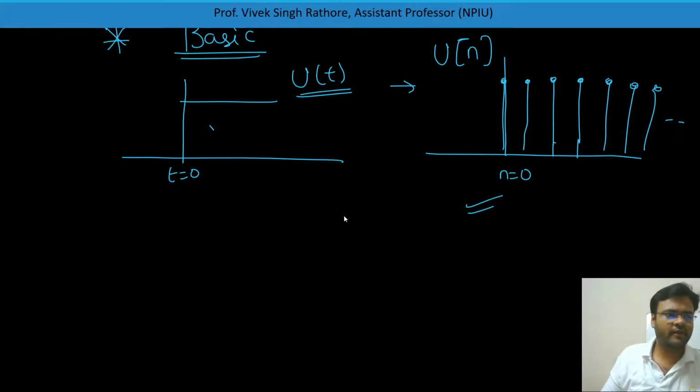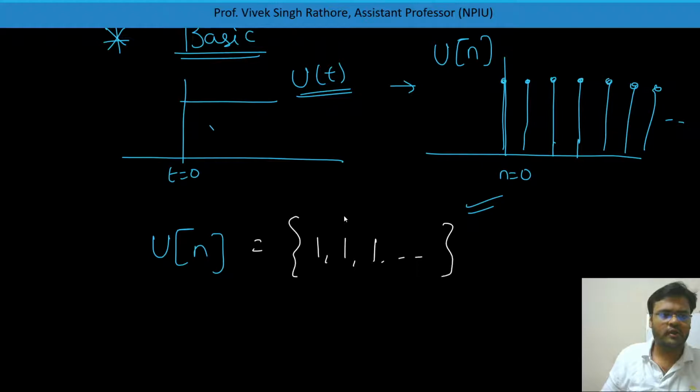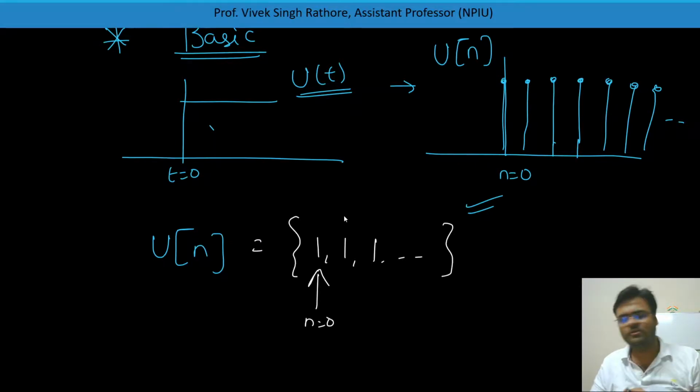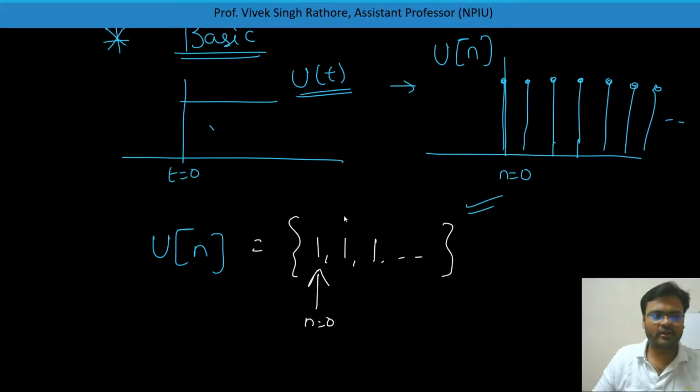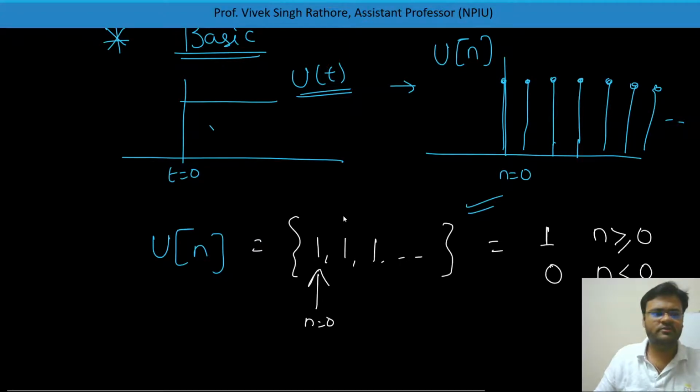So u of n can be mathematically written as 1, 1, 1 and so on, with the arrow at n equal to 0. Mathematically it can be written as 1 for n greater than or equal to 0, and 0 for n less than 0. This is u of n.